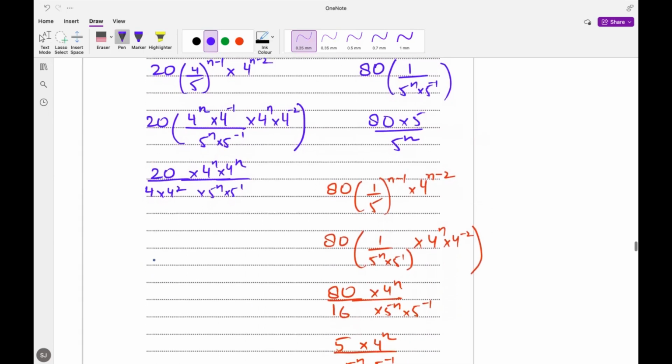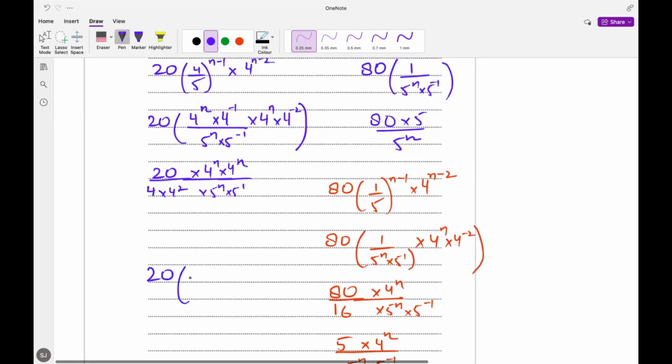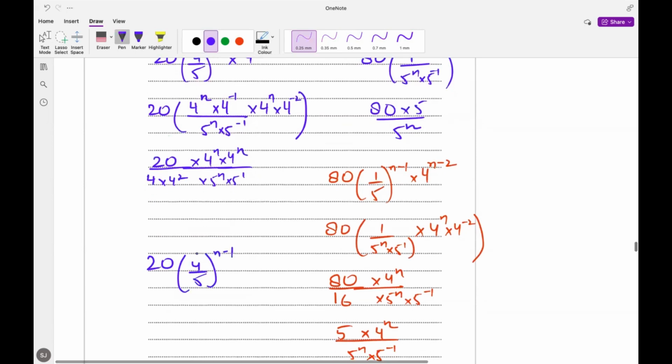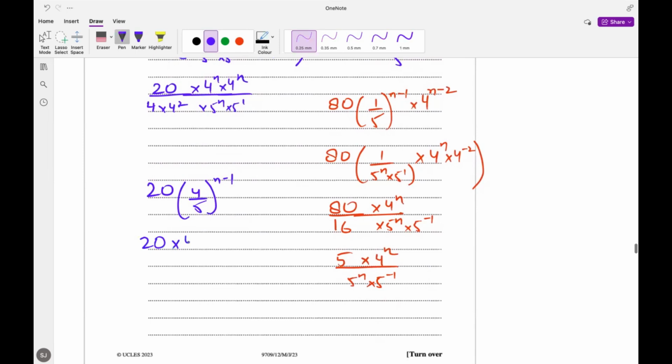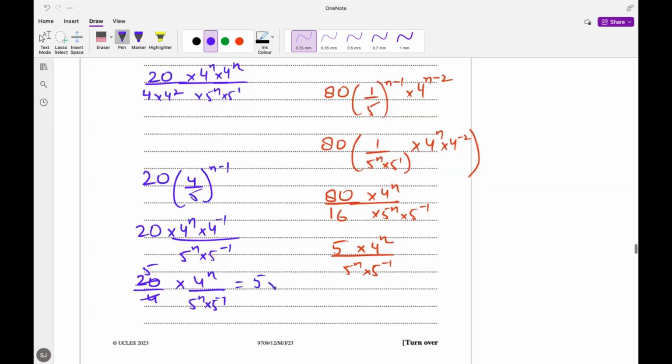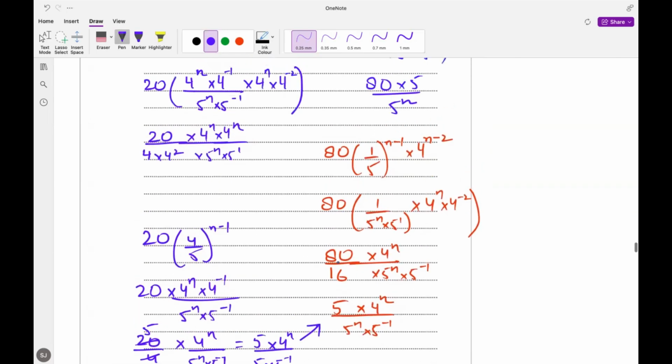So the nth term where a is 20 and r was 4 upon 5 will become 20 into 4 upon 5 to the power n minus 1. Opening the bracket up, we'll get 20 into 4 to the power n into 4 to the power minus 1 upon 5 to the power n into 5 to the power minus 1. Now 4 to the power minus 1 will come in the denominator. That will become 20 upon 4 into 4 to the power n, and the denominator will be 5 to the power n into 5 to the power minus 1. So 4 and 20 will cancel out to become 5. So we'll get 5 into 4 to the power n divided by 5 to the power n into 5 to the power minus 1, which is now equal to the term when we multiplied 80 by 4 to the power n minus 2.